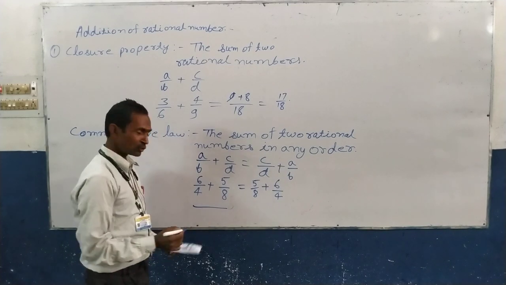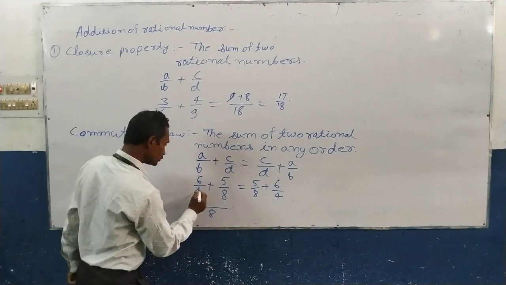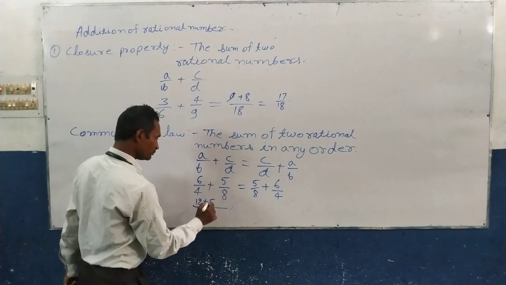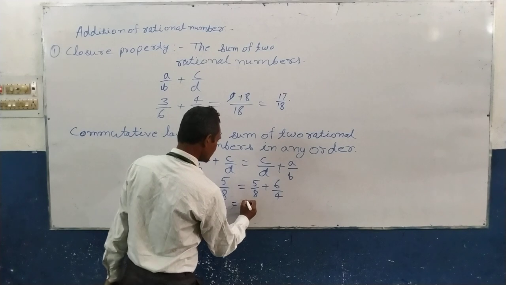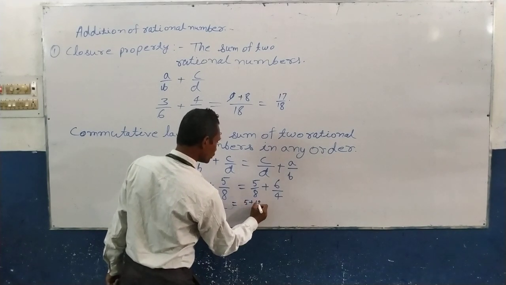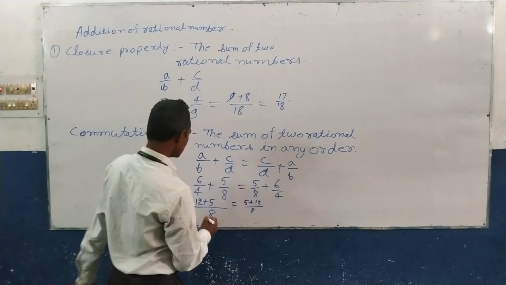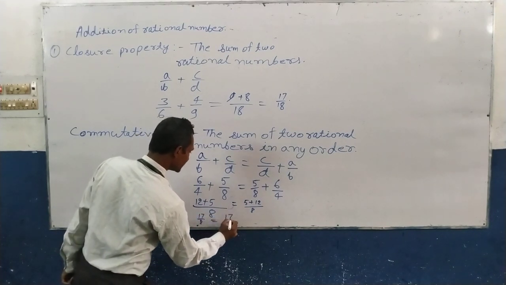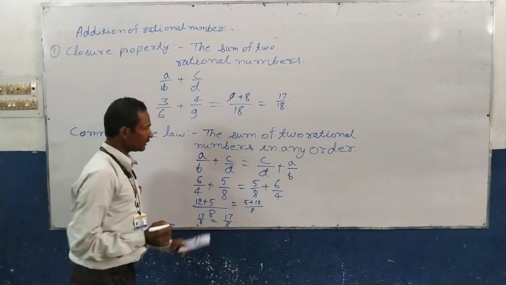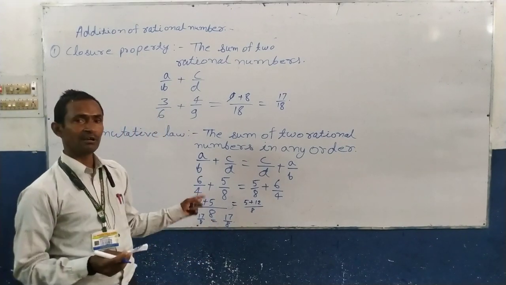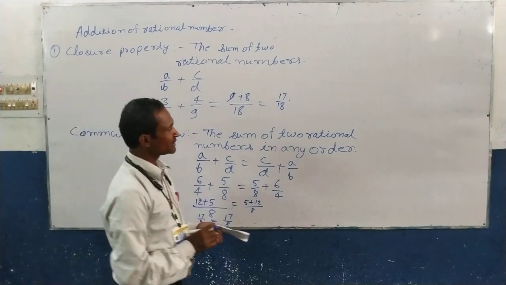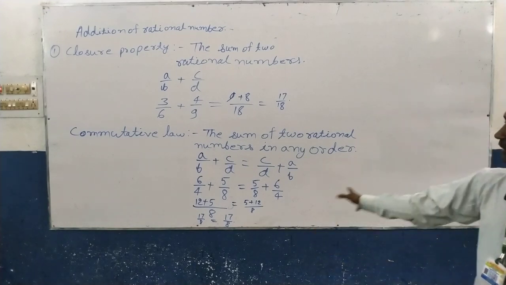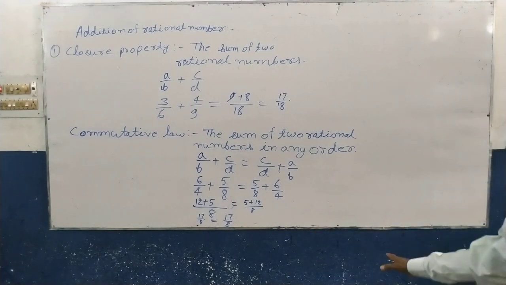The LCM of 4 and 8: 4 2s are 8, 6 2s are 12, plus 8 1s are 8, 5 1s are 5. It is equal to the same, 5 plus 12 by 8, equal to 17 by 8. Clear? It is applicable, the sum of two rational numbers in any order. We can see it. You can take another example.